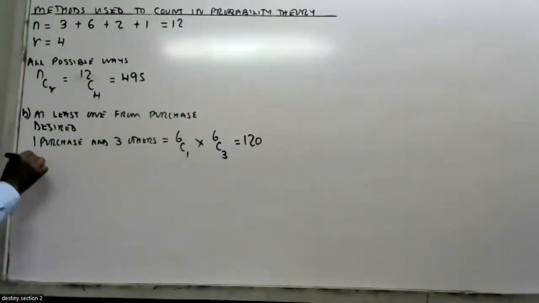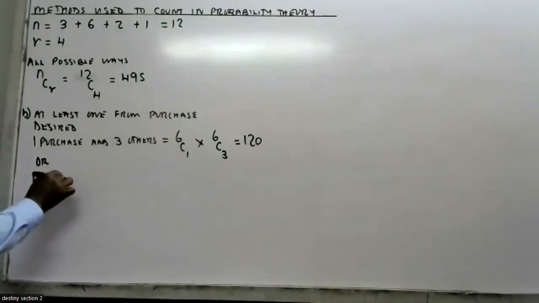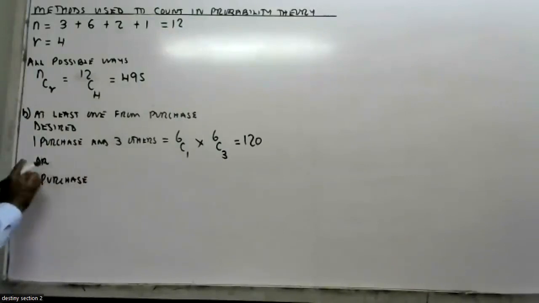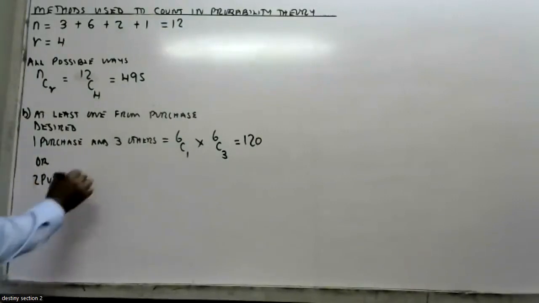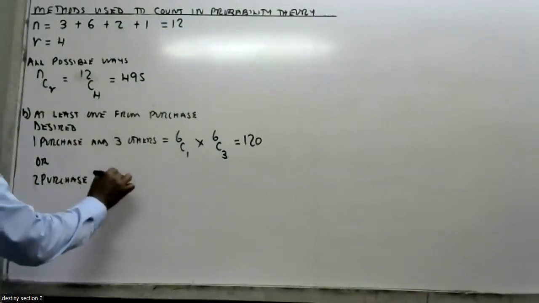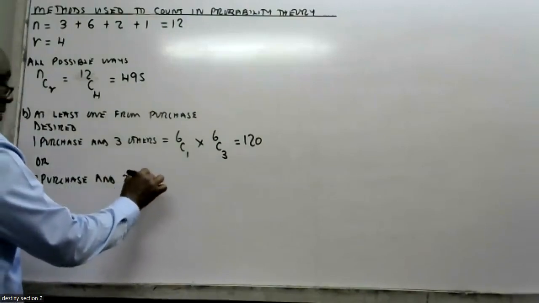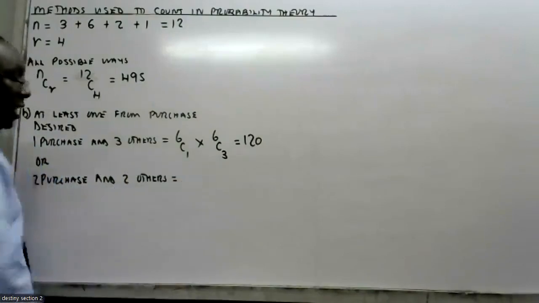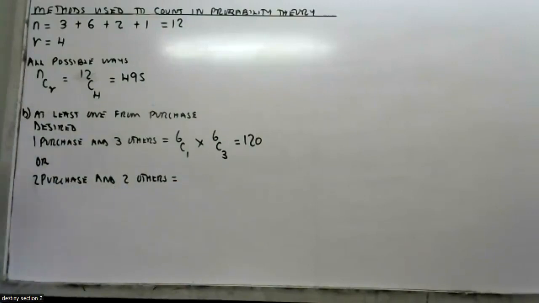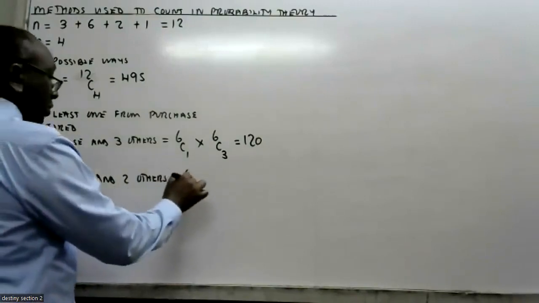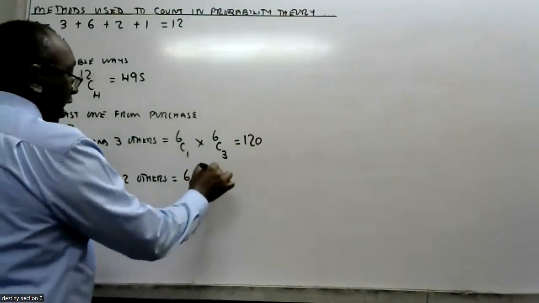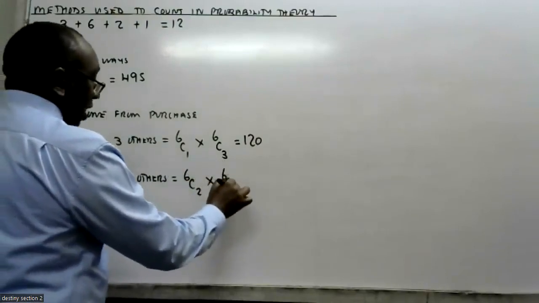Or we get 2 from purchase and 2 others. So from the 6 in purchase, we choose 2, and from the 6 others, we choose 2 as well.